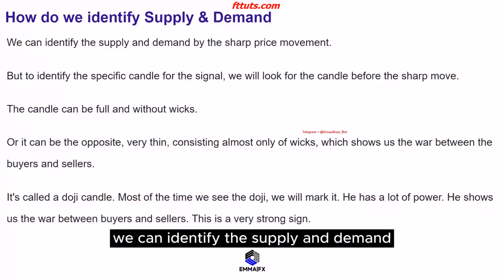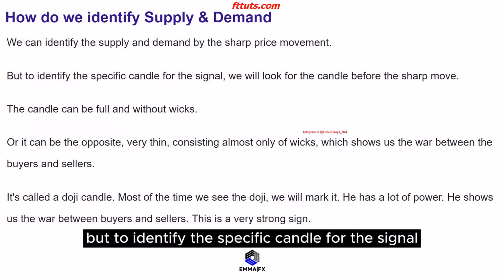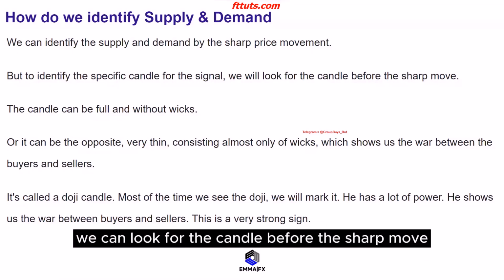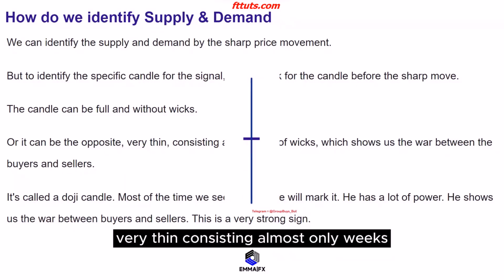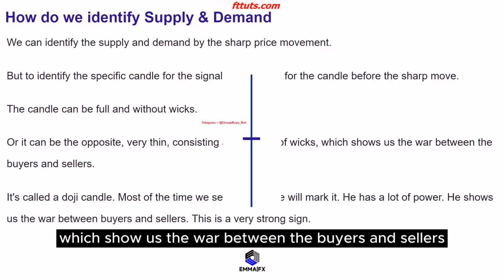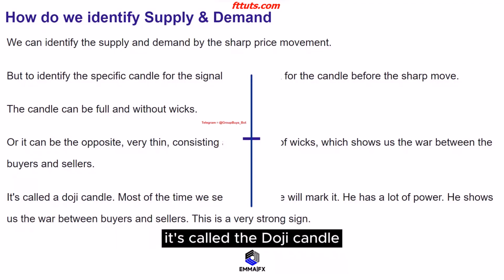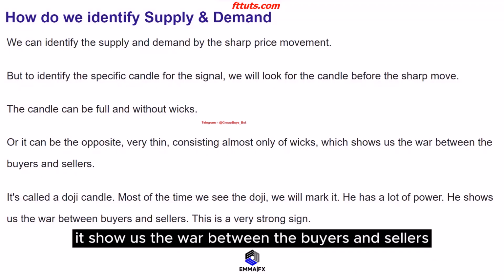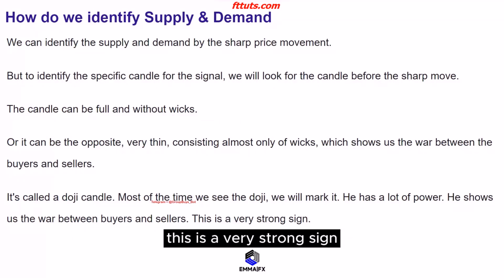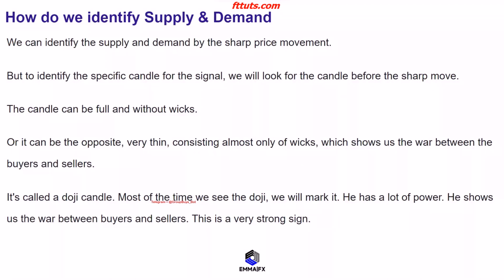We can identify the supply and demand by the sharp price movement, but to identify the specific candle for the signal, we can look for the candle before the sharp move. The candle can be full and without wicks, or it can be the opposite, very thin, consisting almost only of wicks, which shows us the war between the buyers and sellers. It's called a doji candle. Most of the time we see it, we will mark it. It has a lot of power. It shows us the war between the buyers and sellers. This is a very strong sign.